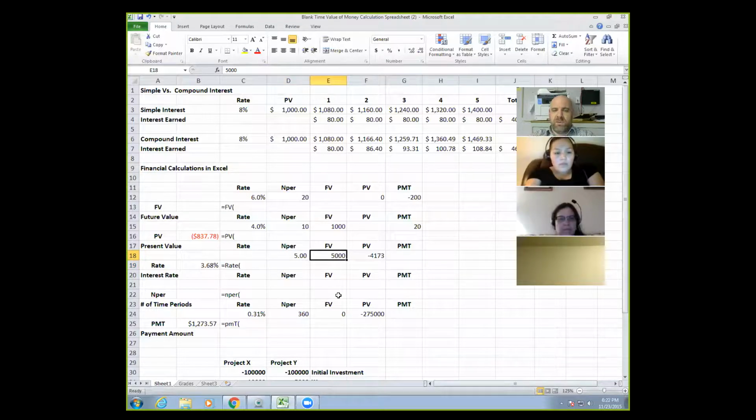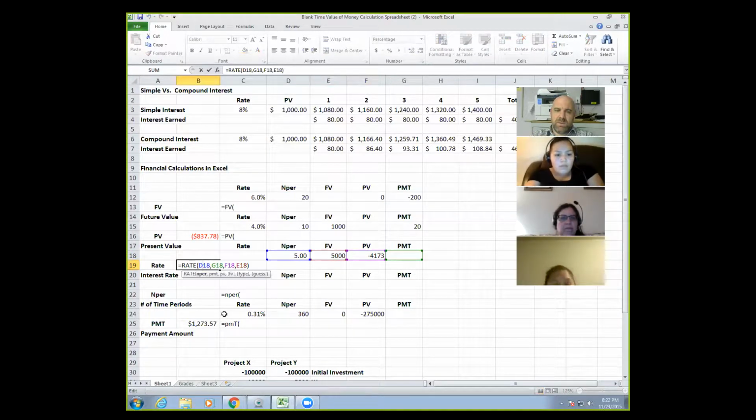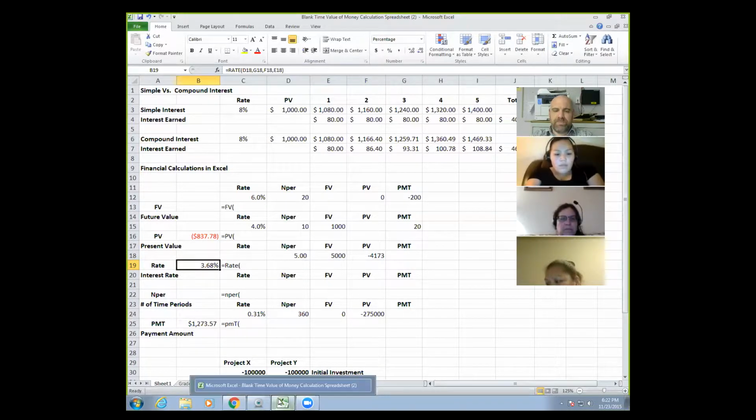The future value is $5,000. They're going to pay us $5,000 in 5 years. And the present value, the cost that they're asking for that is $41.73. So that's what you would have to pay, so that's a negative. So when you put those in there and use the rate function, it gives you 3.68% on an annual basis. Questions about that one?